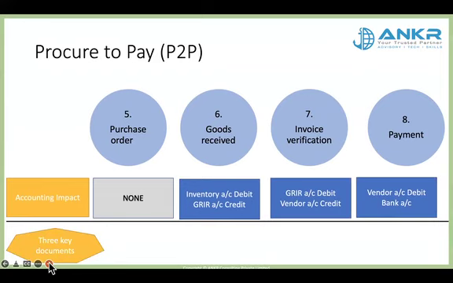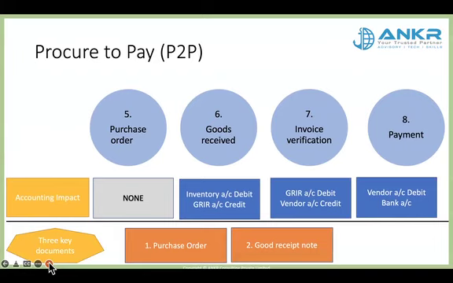And the 3 critical documents for invoice processing are the purchase order, goods receipt note, and the invoice. These are the 3 critical documents which we will be dealing with in our entire session. In the entire invoice processing work which we do, we will be dealing with these 3 documents, right? Is it clear?